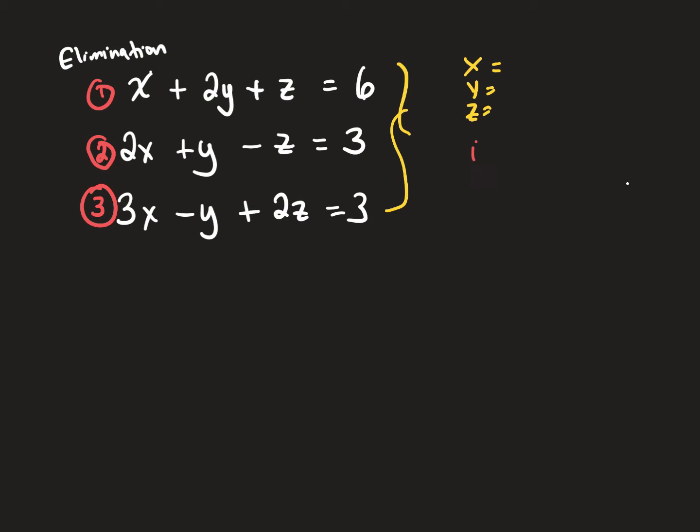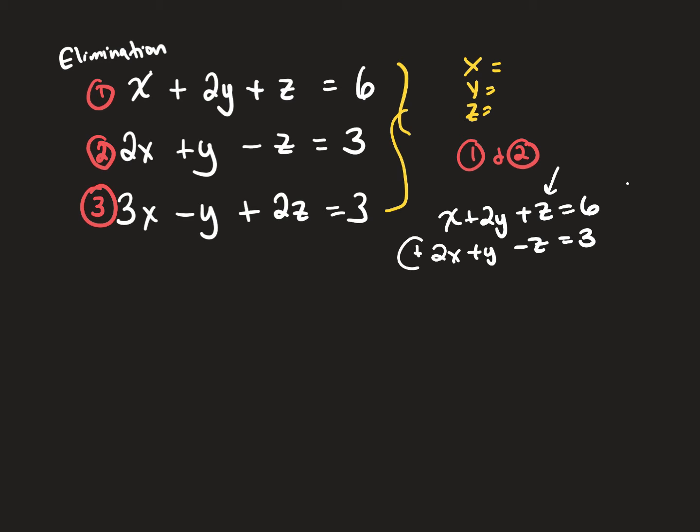So for example, if I pick equations 1 and 2, well, that would be x plus 2y plus z equals 6, and 2x plus y minus z equals 3. Now the reason I picked this one is I want one of the variables to eliminate. And if you look here, z and negative z will cancel out. So if I add these two together, I'll get 3x plus 3y equals 9.